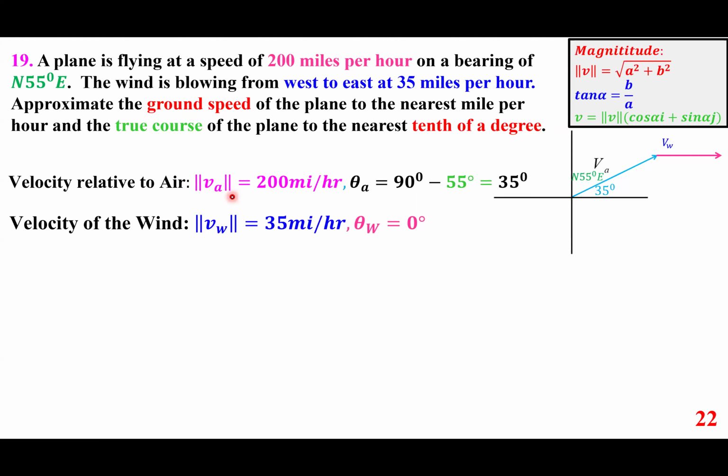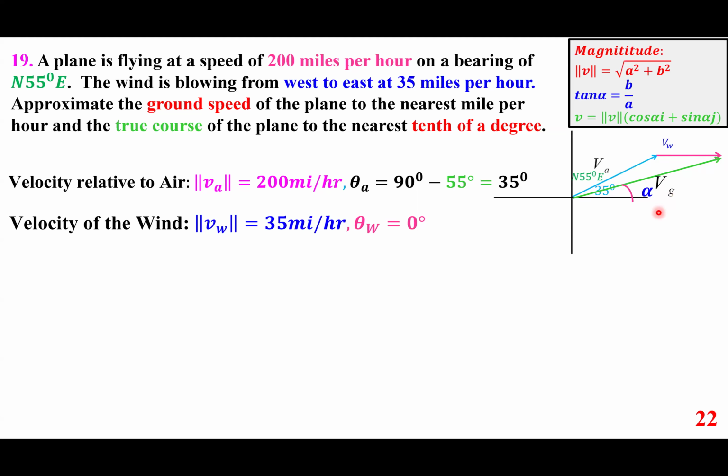So what do we want to approximate? Approximate the ground speed of the plane to the nearest miles per hour and the true course of the plane. In other words, now we really have to add those two. So when we connect the initial point to the terminal point here, this will give us what we are looking for. We can find this alpha. In other words, we're going to add these two to get this one. That would be what we are looking for here.